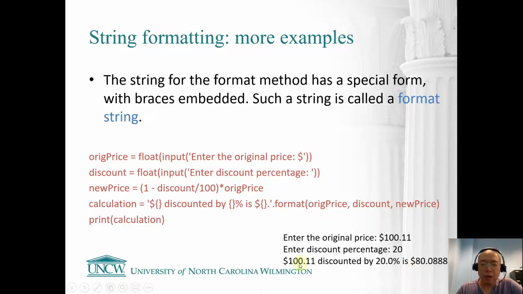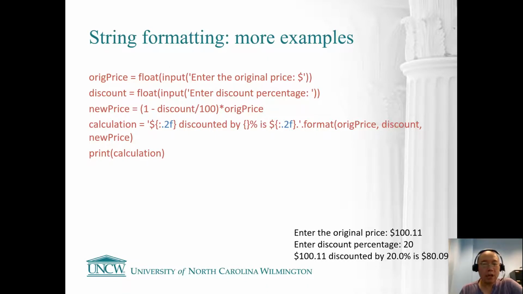We have 100.11 and a 20% discount. We got 80.0888. That's not right because we only have cents. We can't pay 88% of 1 cent, right? How can we get it fixed?